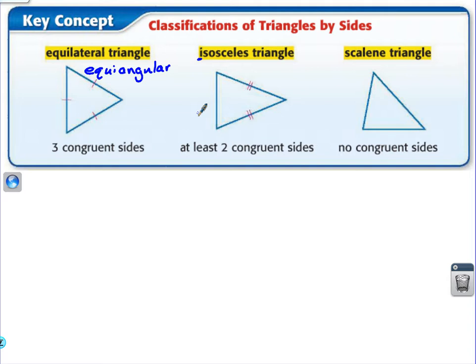Some of you pronounce that isosceles, a short I. Here's the way I remember it. Isosceles, you got 2 I's, right? Isosceles, the same way you have 2 eyes, you have 2 equal sides in an isosceles triangle. Scalene has no congruent sides. So all 3 sides are the same, it's equilateral. 2 sides are the same, it's isosceles. No sides are the same, it's scalene.